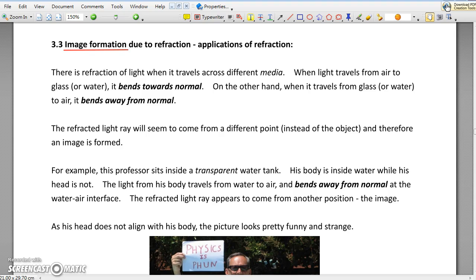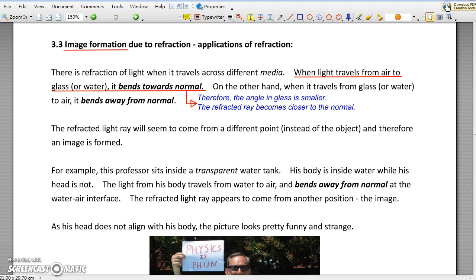Due to reflection, there is image formation. Before we talk about image formation, let's see what happens to light when it travels from air to glass. You will see that it bends towards normal. What I mean is, the angle in glass is smaller. When light travels from air to glass and you draw a normal, the angle in glass is smaller. We say the light ray bends towards normal.